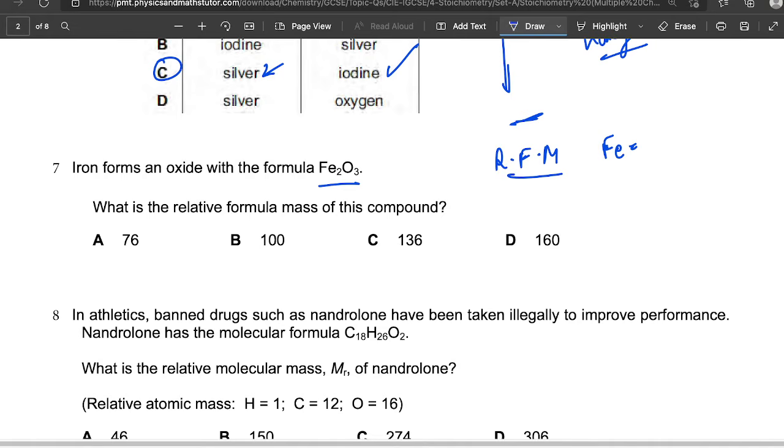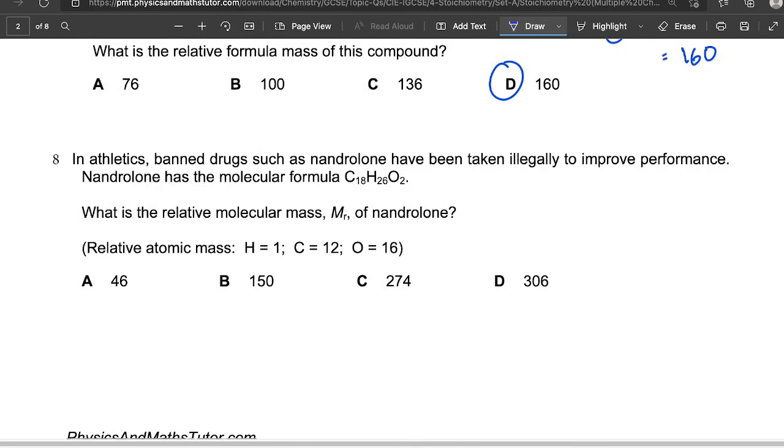Let's see. So the RAM for iron is 56 according to Cambridge, and then for oxygen it is 16. So I will do 56 times 2 plus 16 times 3. If I use my calculator, 56 times 2 plus 16 times 3 gives me 160. So the answer for number 7 is D, which is 160. We move on to the next question.